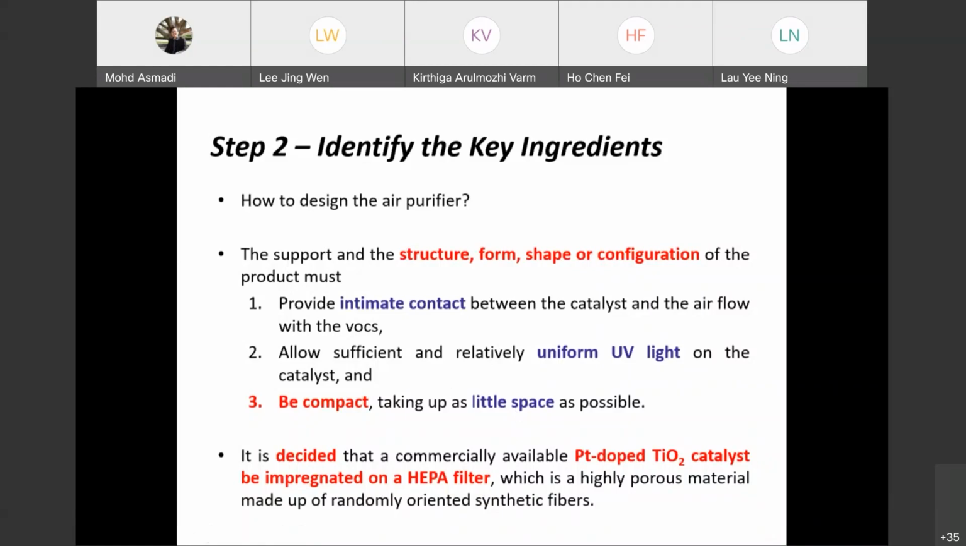So what is commercially available is Pt-doped titanium oxide. We use platinum, and this one is the support. So we can impregnate it. We have to put it on the HEPA filter.